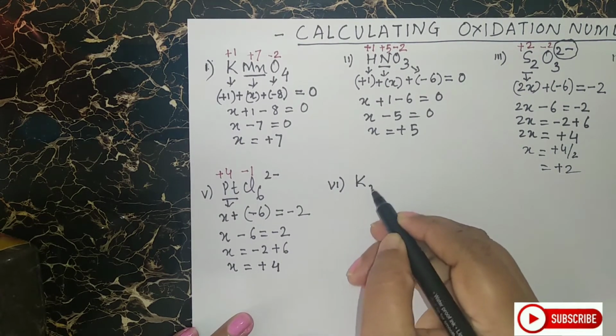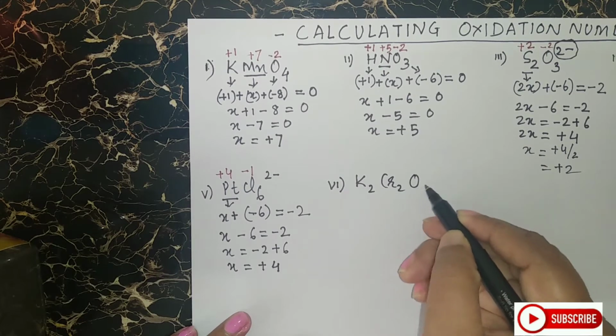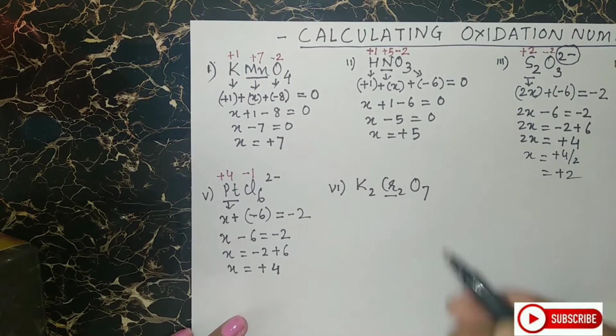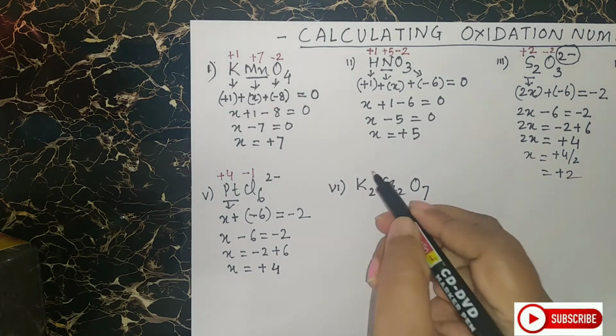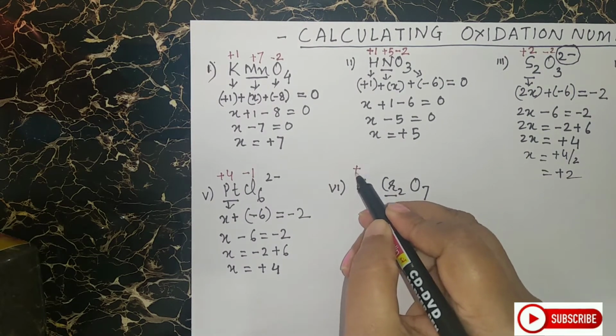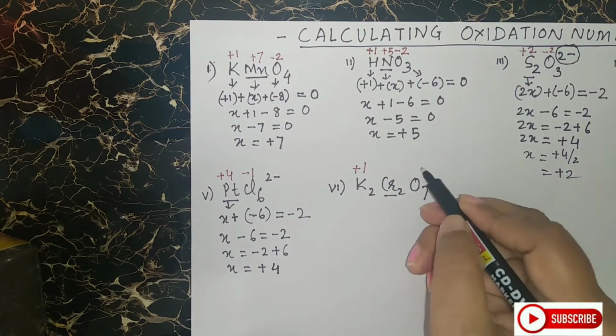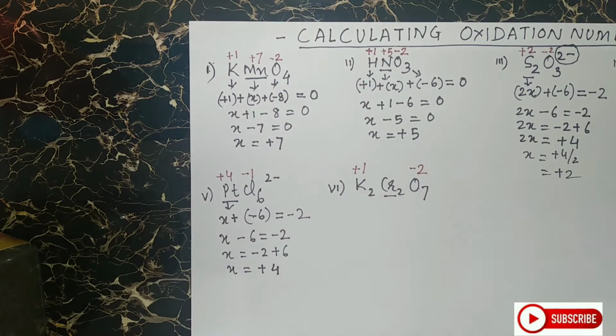So it will be K2Cr2O7, that is potassium dichromate. Here, let me assign the oxidation states. Potassium is from the first group, so it will be plus 1. Oxygen will be minus 2. Chromium, I am supposed to calculate. So let us start for this.